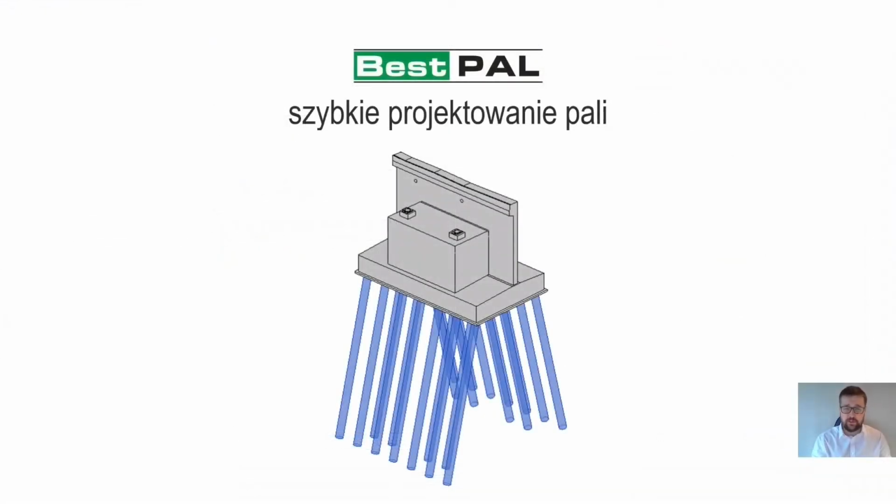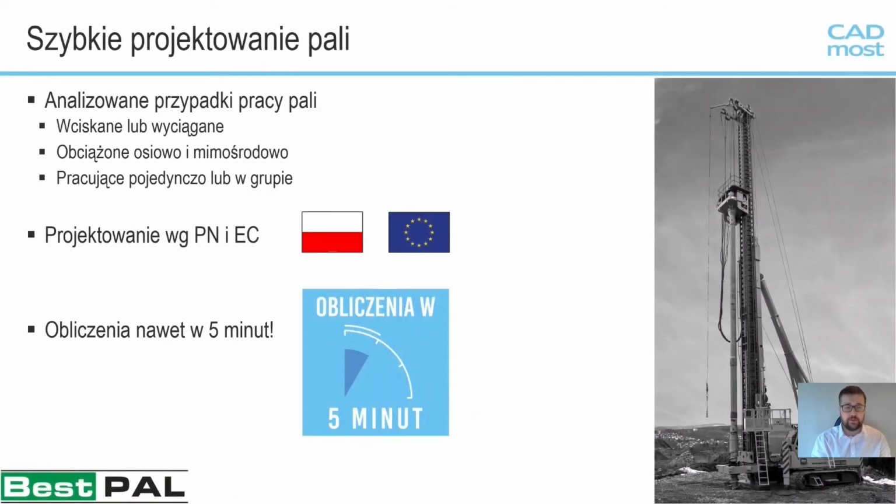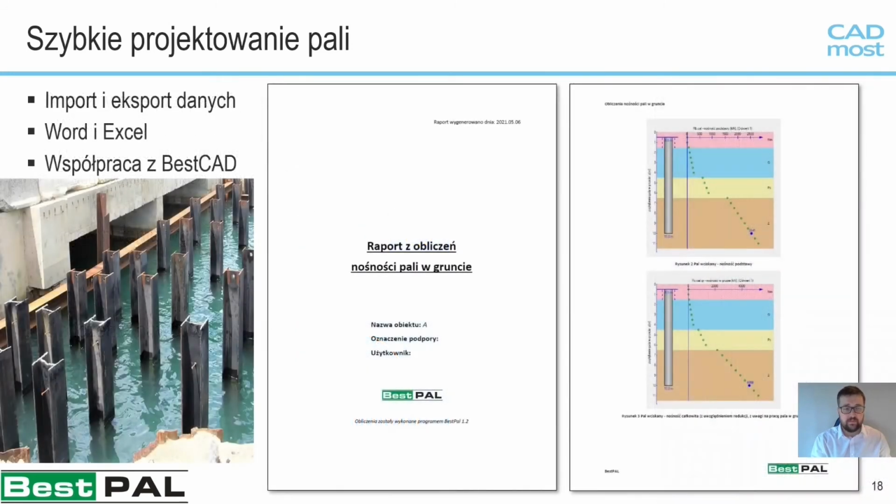And now the second tool for quick designing, that's for piles. You can analyze different types of work of piles. They can be pushed or pulled. They can be loaded axially or eccentrically. And you can also design using Polish standards or Eurocodes. And generally the result can be achieved within as little time as 5 minutes.